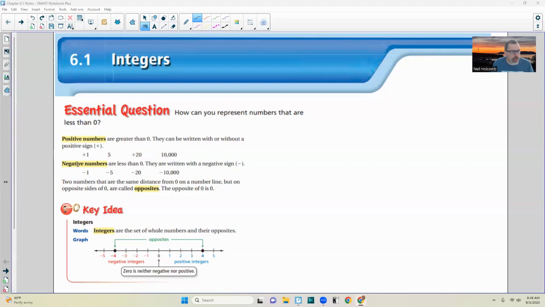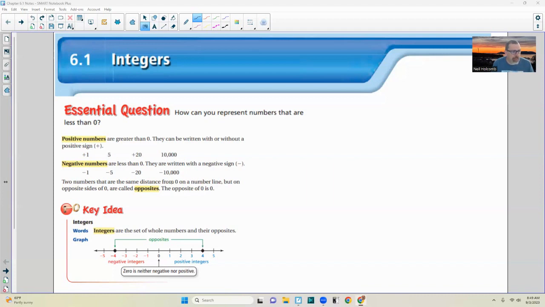Okay, so the second vocabulary word in this chapter is negative numbers, and they are less than 0. They will be written with a negative sign in front. They do it a little differently in bookkeeping, where they use parentheses, but that's a whole different topic. All right, so anyway, -1, -5, -20, -10,000. So you always put a negative sign in front of negative numbers.